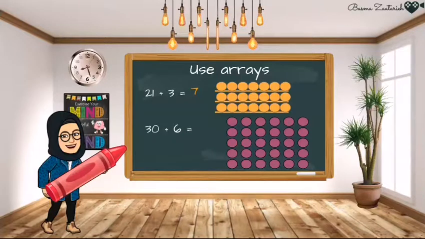Now let's count how many rows we made. 1, 2, 3, 4, 5. So the answer is 5.